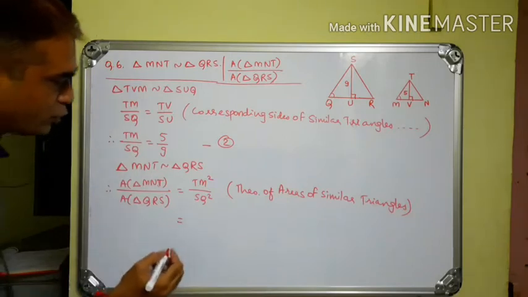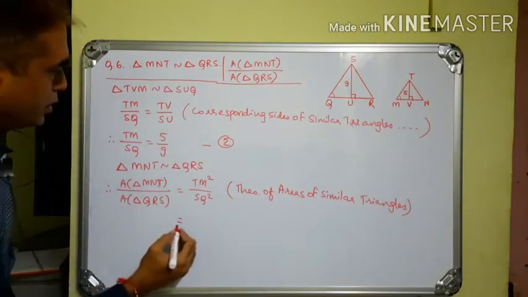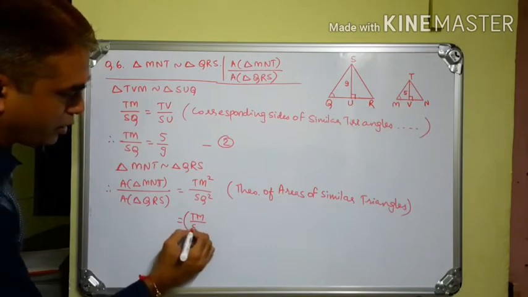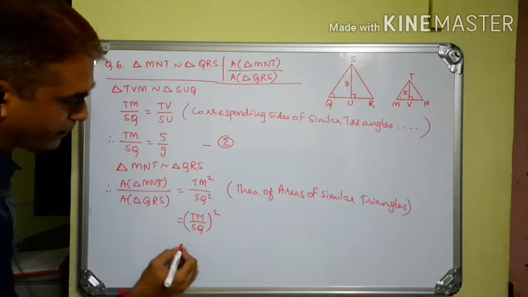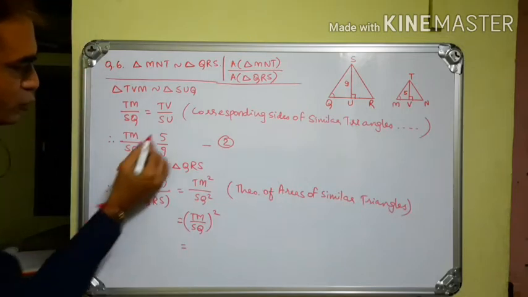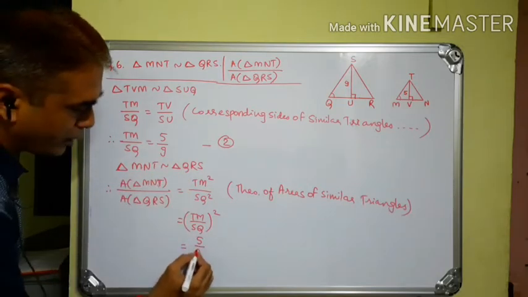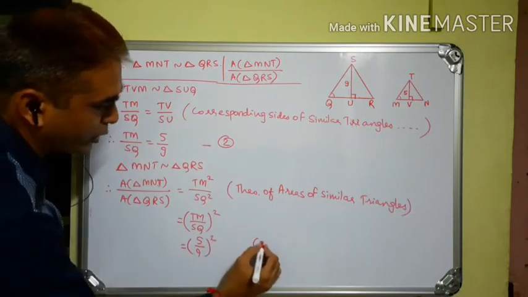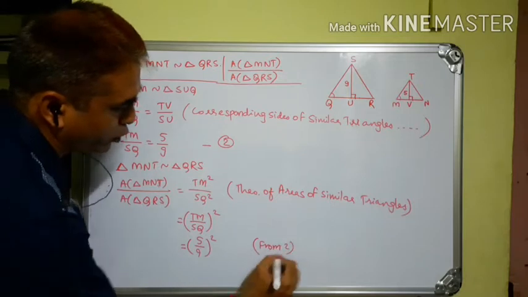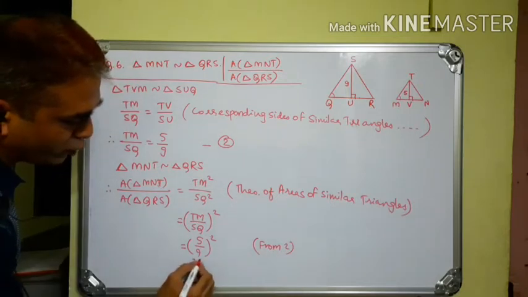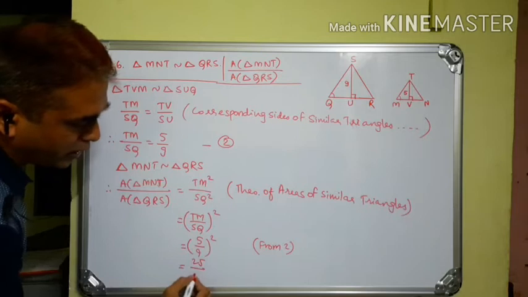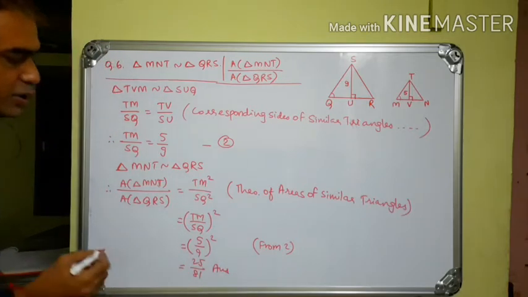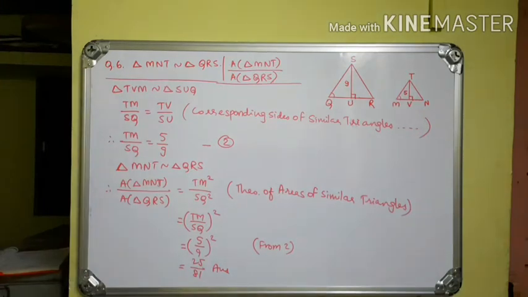So this is equal to TM upon SQ whole square, and TM upon SQ, this ratio is 5 upon 9. So 5 upon 9 whole square. This we have got from point 2, and this is equal to 25 upon 81, since 9 square is 81. So this is the ratio of the areas of the two triangles.